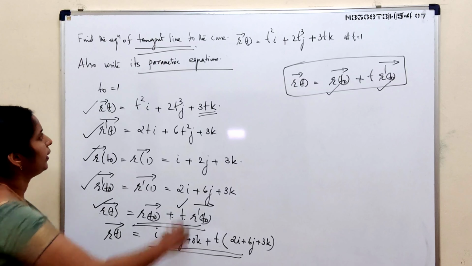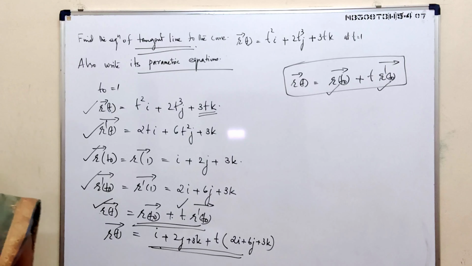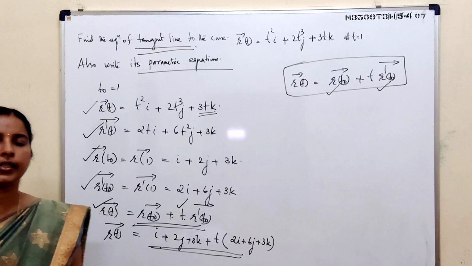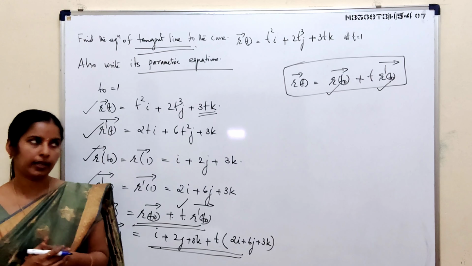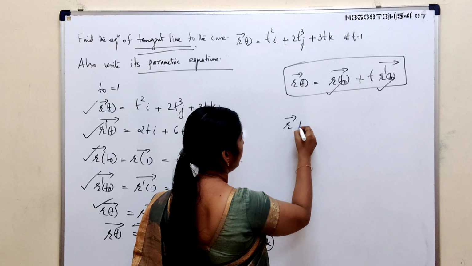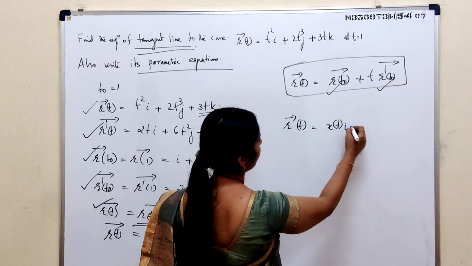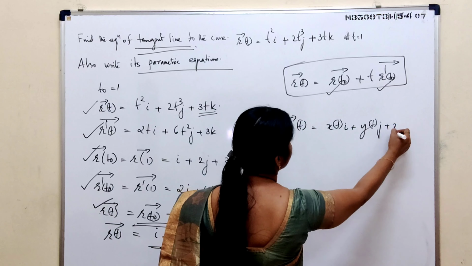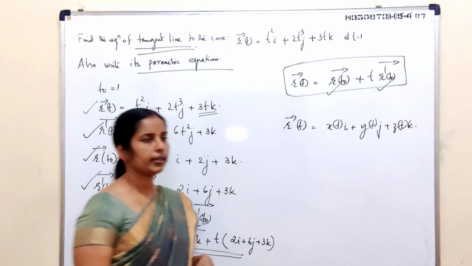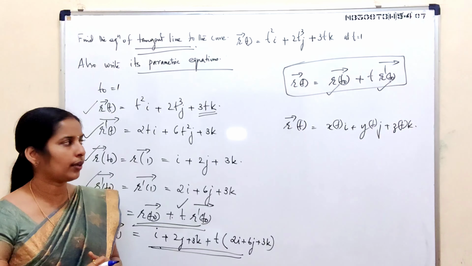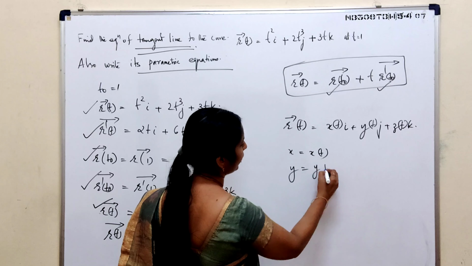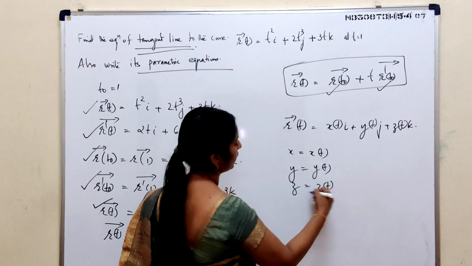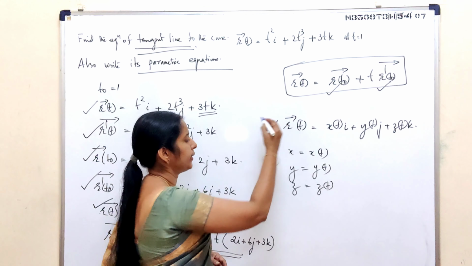Next, we have to write the parametric equations, or the parametric representation, of the tangent line. See how to write it. The vector form of any curve in space is vector r(t) equal to x(t) i plus y(t) j plus z(t) k. And the parametric representation of this curve is x equal to x of t, y equal to y of t, z equal to z of t.